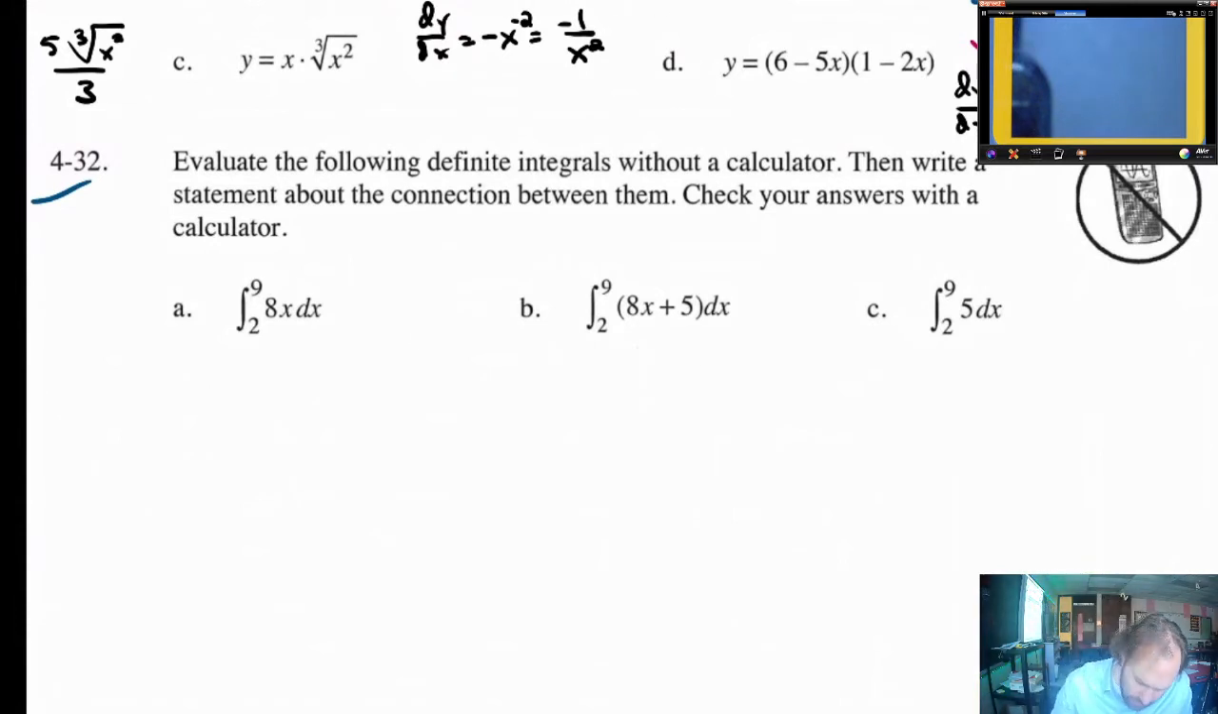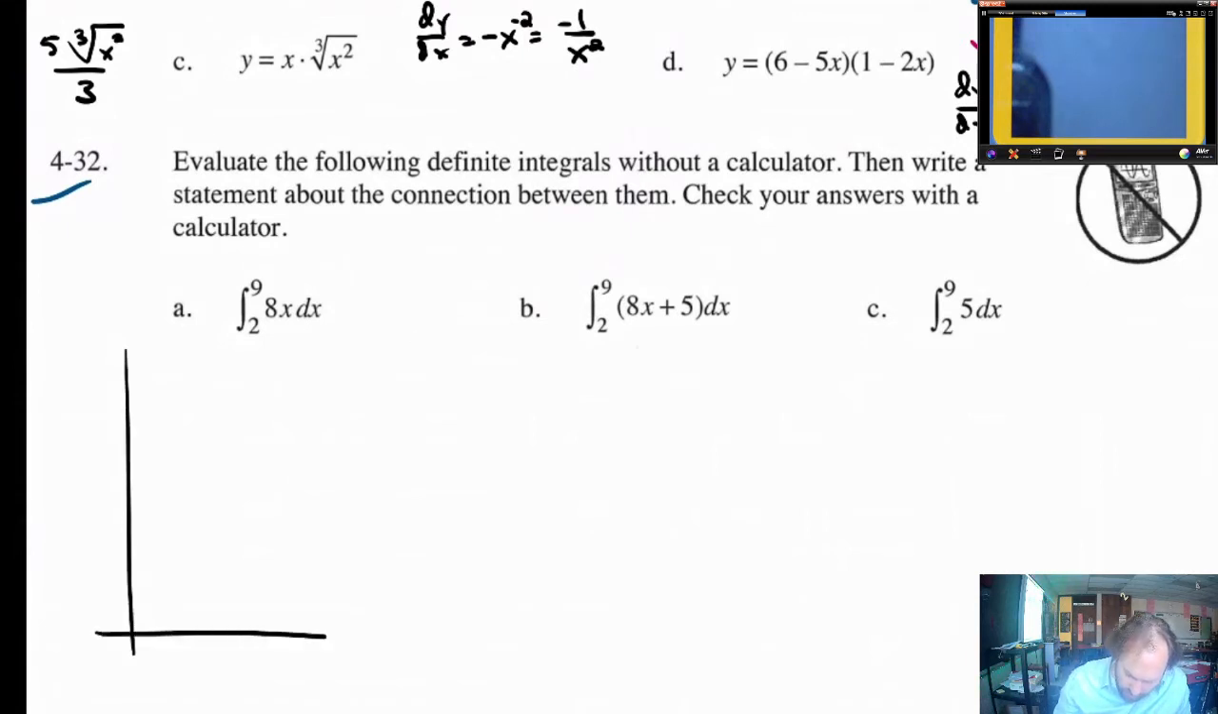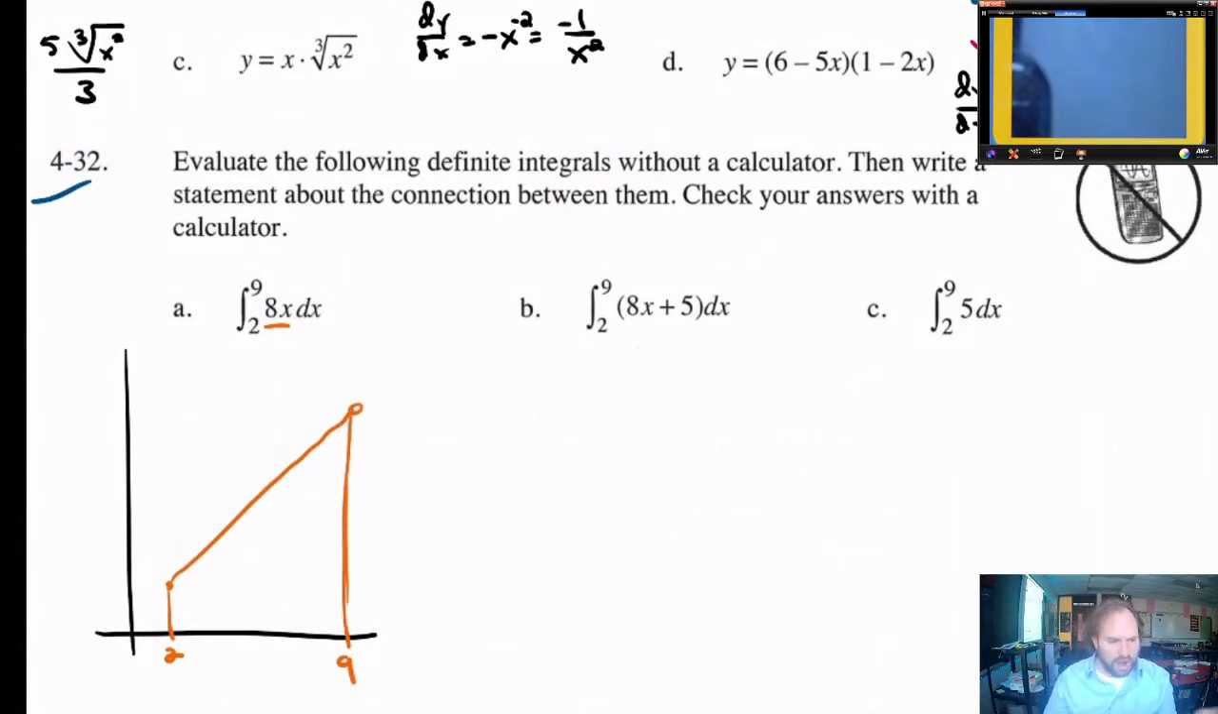Okay. So what we're really looking at here, we're just going to quickly sketch a graph of this. I think this is easy to do geometrically. Let's just call this 2. Let's call that 9. And this is the line 8x, which I'm just going to make a diagonal line. I'm not really drawing this to scale. All I want you to see is that this is going to be a trapezoid, and all we need to know then is the lengths of the sides. We know this is 7 down here. 8 times 9 is 72, and 8 times 2 is 16.